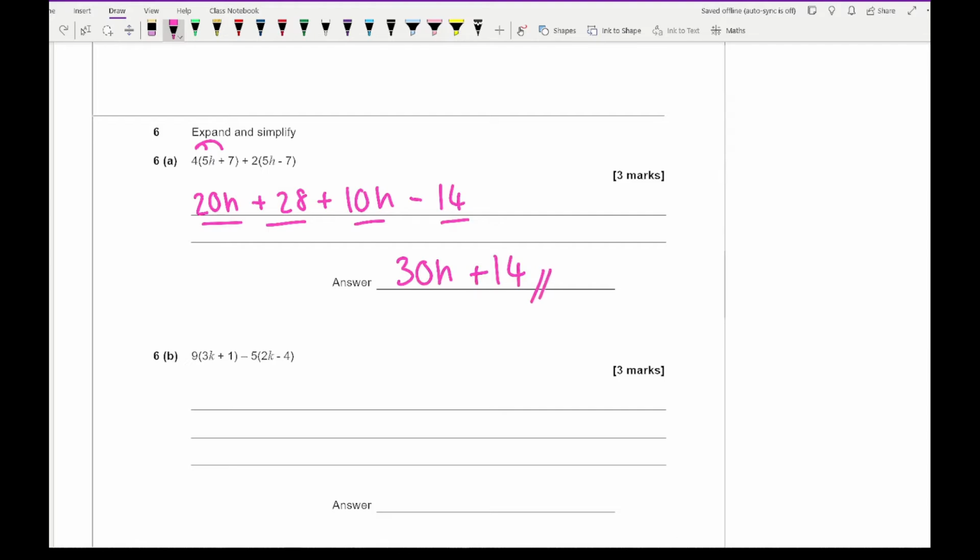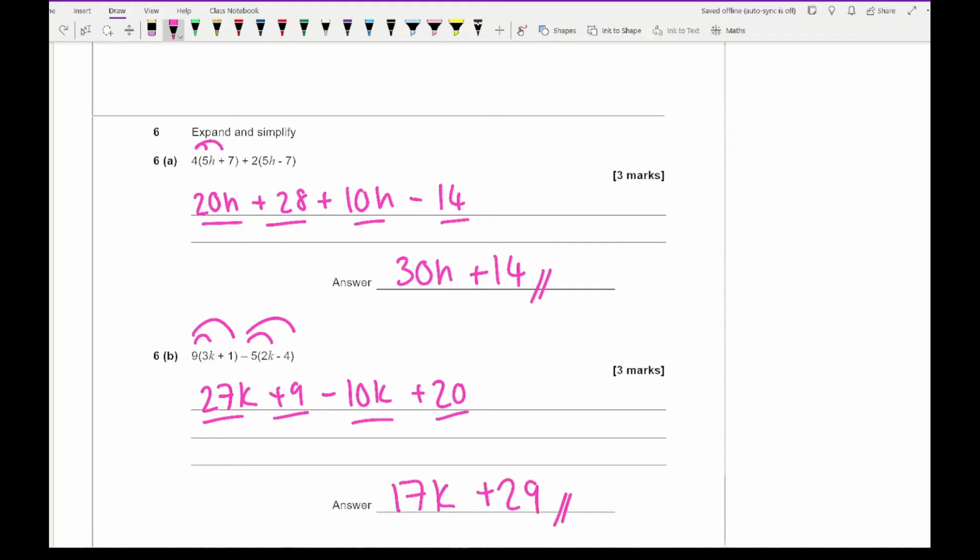Then for 6b, we've got 3k minus 3k times 9, which is 27k, plus 9 minus 10k, and then we've got plus 20. The reason why it's plus is because we've got 2 minuses. So in collecting all of those together, we've got 27 take away 10, which is 17k, and we've got 9 plus 20, which is 29.